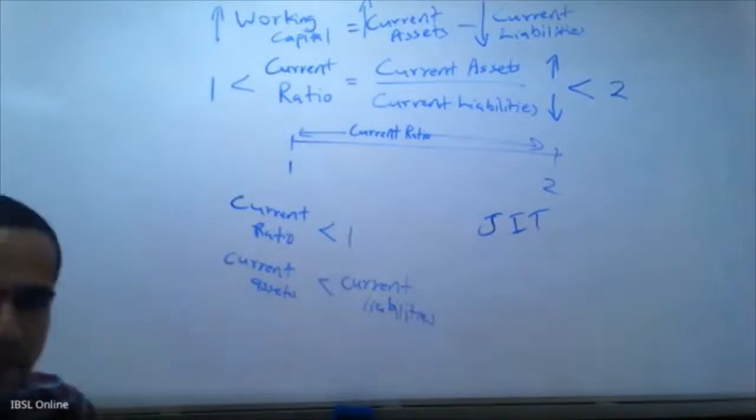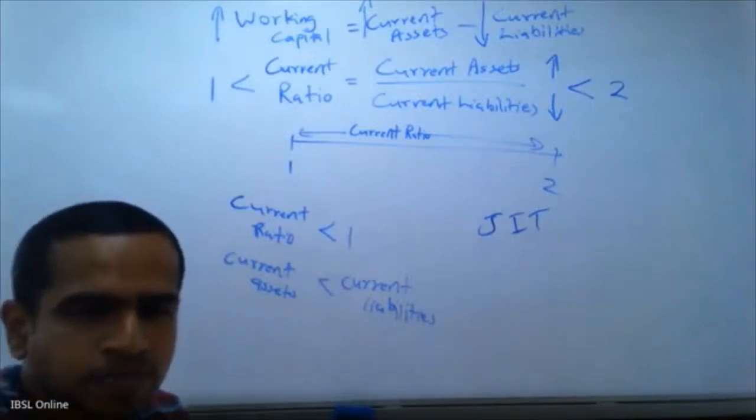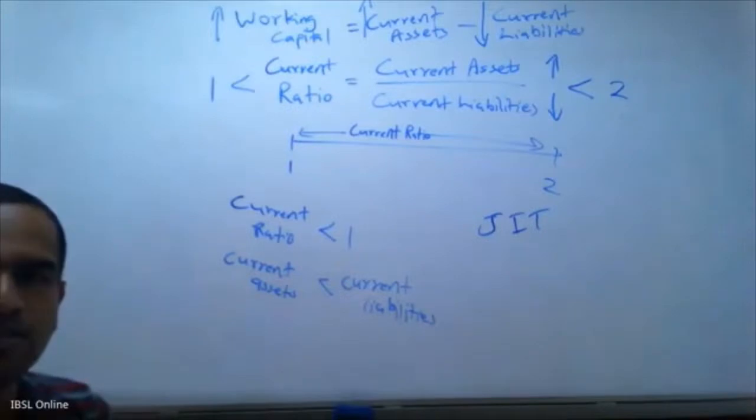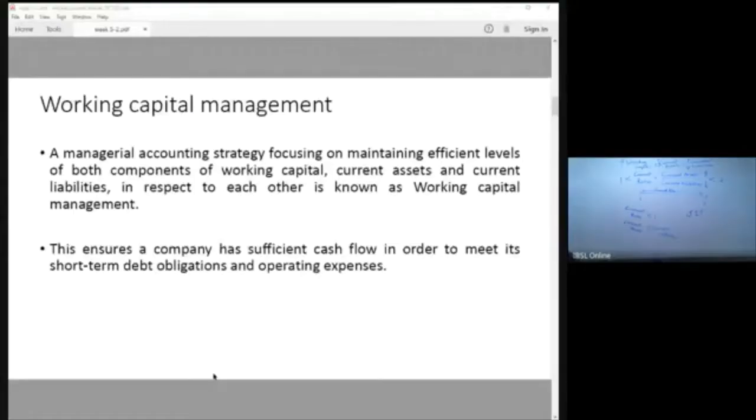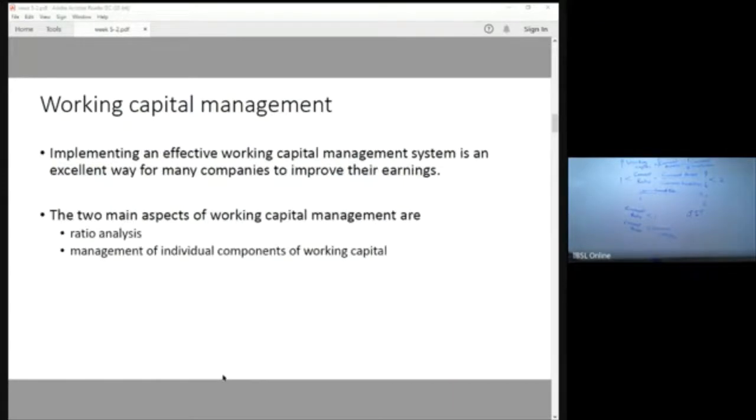Working capital management is a managerial accounting strategy focusing on maintaining efficient levels of both components of working capital, which are current assets and current liabilities, in respect to each other. That is known as working capital management, right? So it's actually a science. Working capital is a science. This ensures a company has sufficient cash flows in order to meet its short-term debt obligations and operating expenses. So you should have enough liquidity to meet short-term debt obligations and operating expenses.